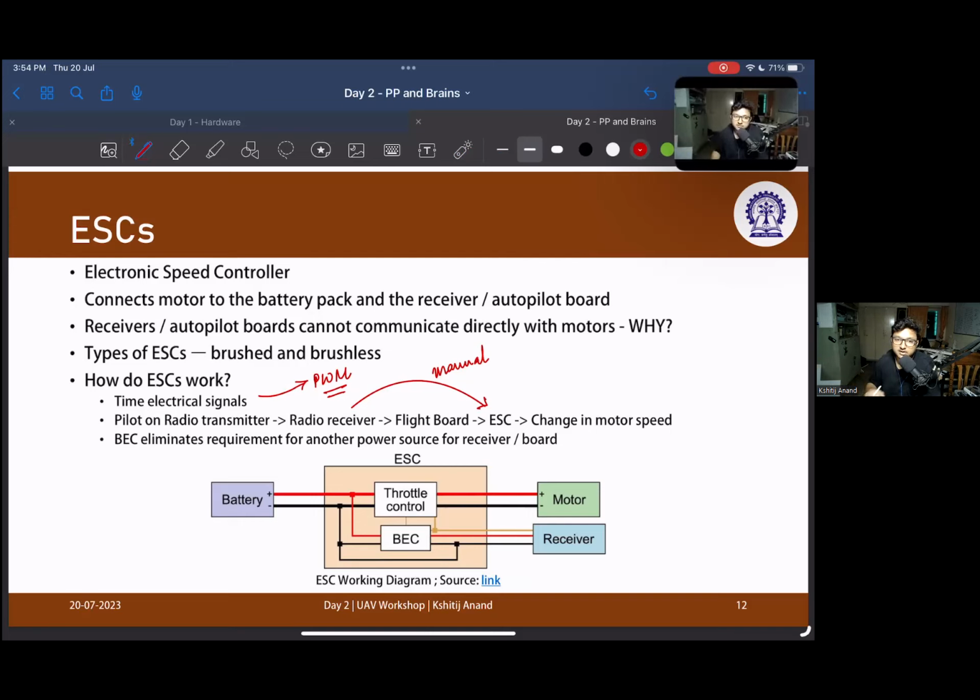The BEC basically eliminates the battery, so this is called a battery elimination circuit. Basically, there are two types of signals when you are working with electronic items, a very rudimentary concept. One is a power signal, and the other is a data signal, or let's say a control signal.